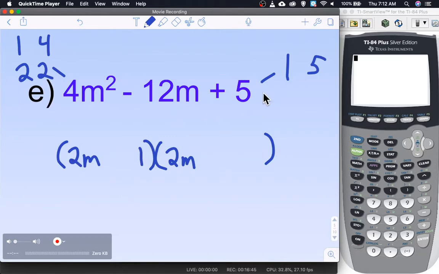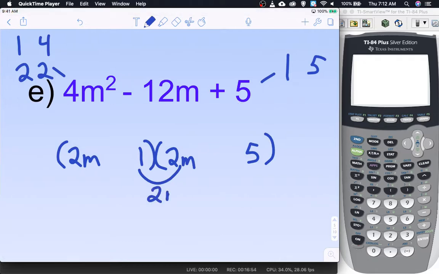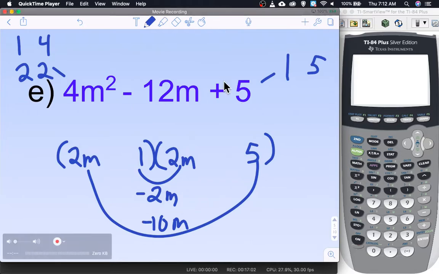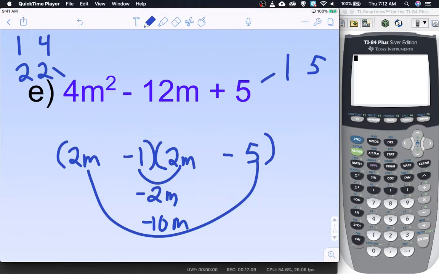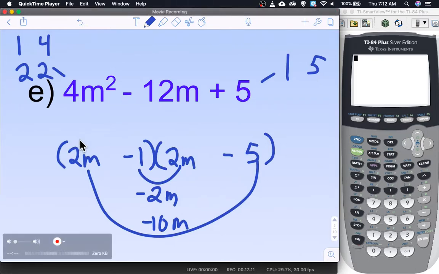And then a 1 and a 5 is the only possible thing that could be in my last spots. It's the only thing that multiplies together to get 5. So there's a 2m, there's a 10m. I can get a negative 12 if both of those were the same sign. If this was a negative 2 and a negative 10, I would get a negative 12, which means we fill those in, and we double check.